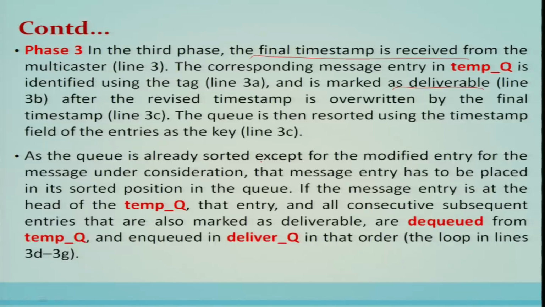So, as the queue is already sorted except for the modified entry for the message under consideration, that entry has to be placed into a sorted position. If the message entry is at the head of the queue, that entry and all the corresponding subsequent entries marked as deliverable are dequeued from the queue and delivered to that particular process.